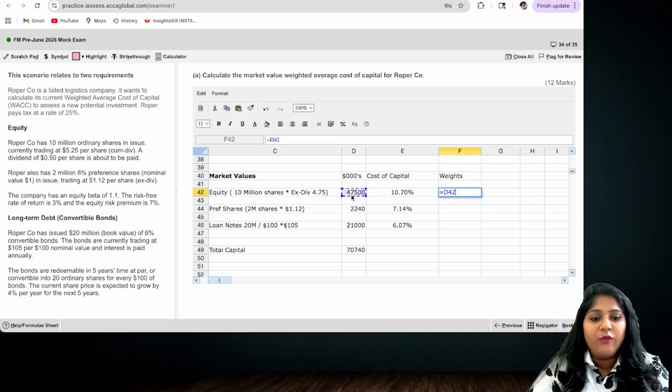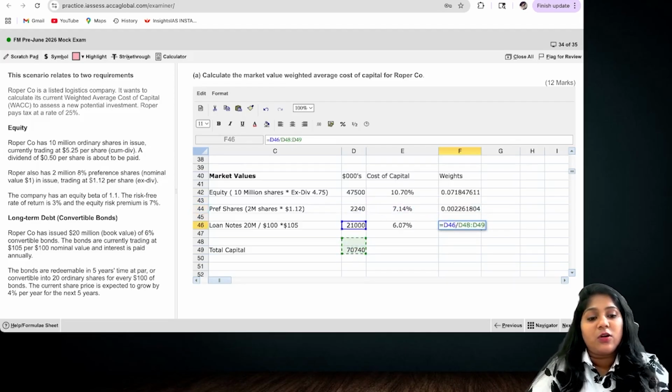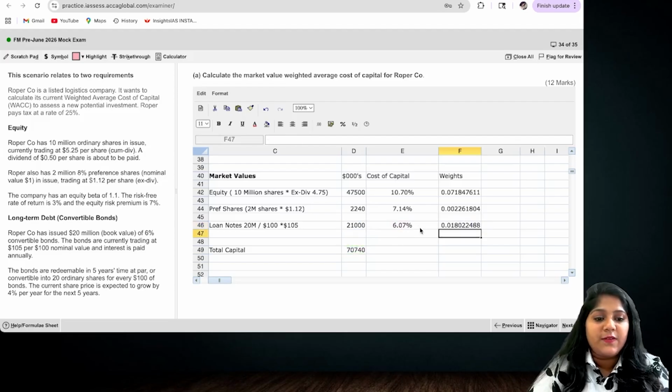So 47,500 out of 7740 is bearing a cost of 10.7 percentage. 2240 out of 7740 is bearing a cost of 7.14 percentage. And 21 million out of 7740 is bearing a cost of 6.07 percentage.